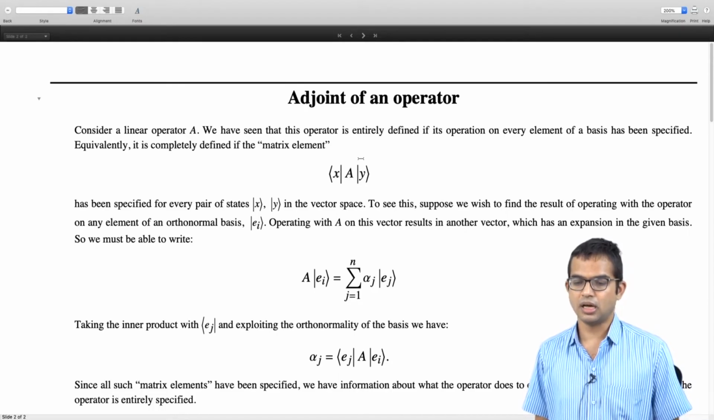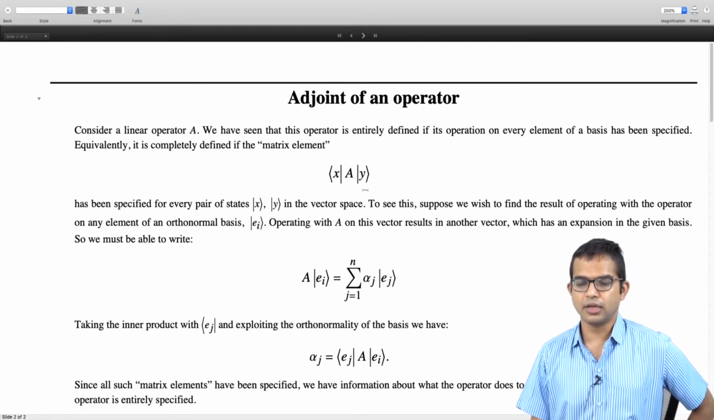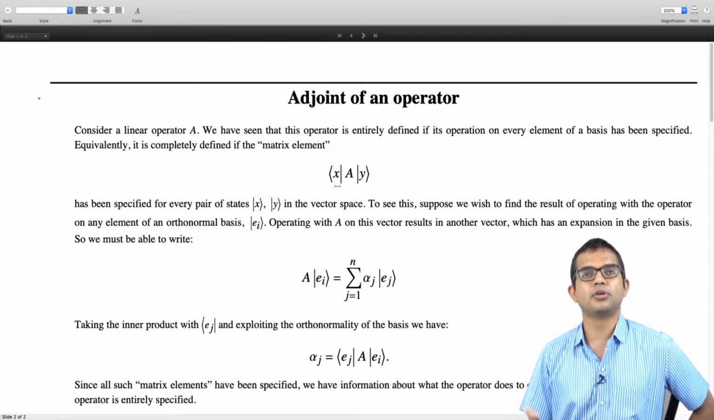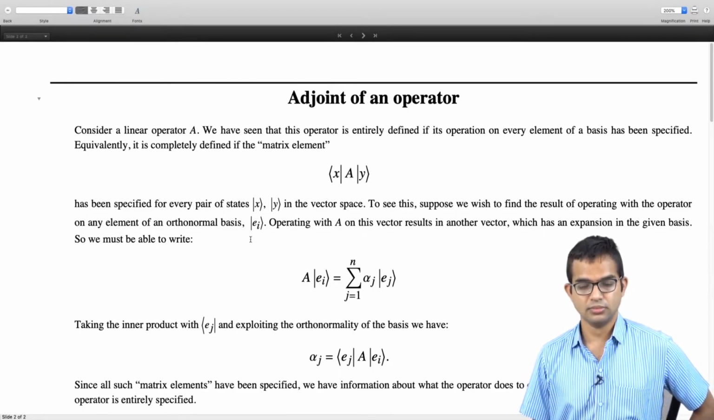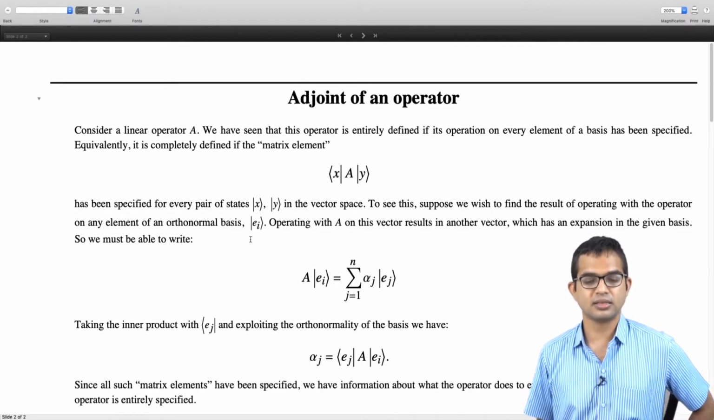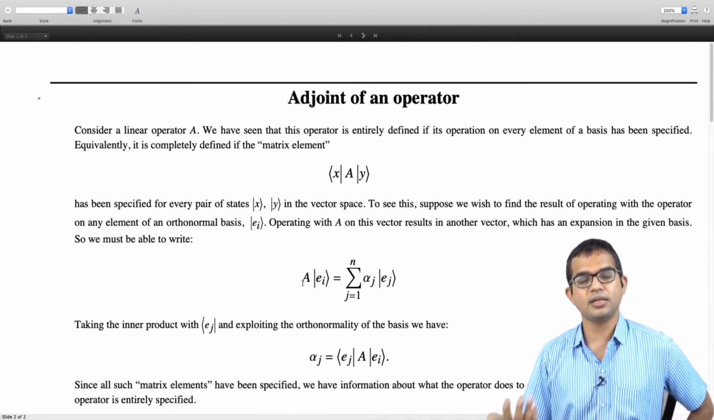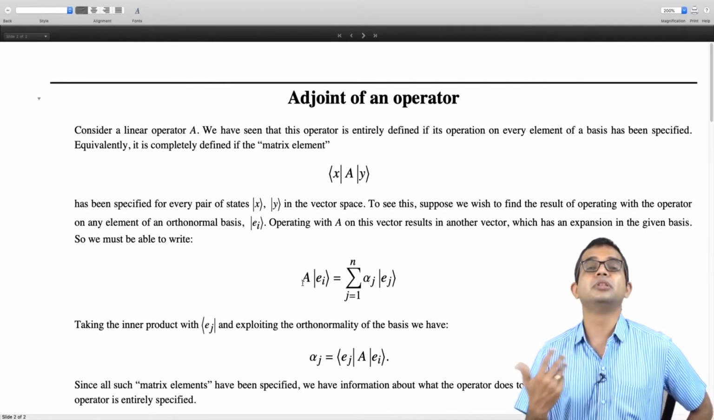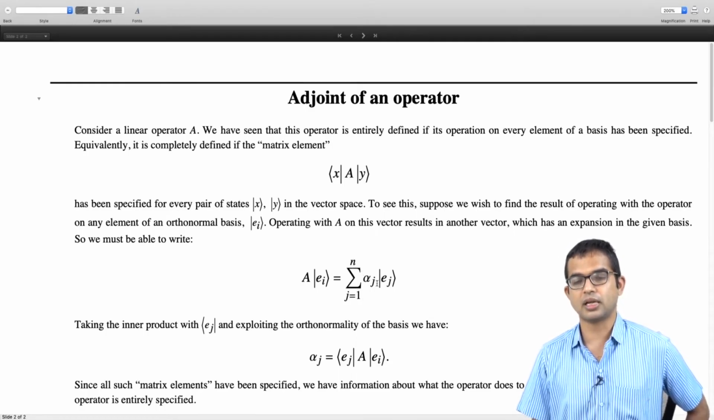To see this, given this result, let's see how we are able to find out the effect of acting with this operator A on some vector e_i. Let's consider some orthonormal basis e_i. Now, if you operate with A on this vector, it results in another vector. So A e_i is another vector in your space. This vector itself has an expansion in terms of this orthonormal basis. So let's write it down abstractly as the sum over j of α_j e_j.